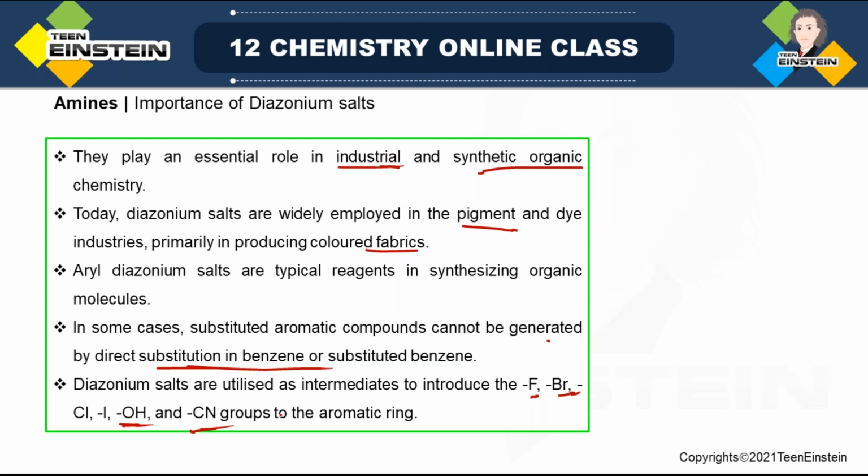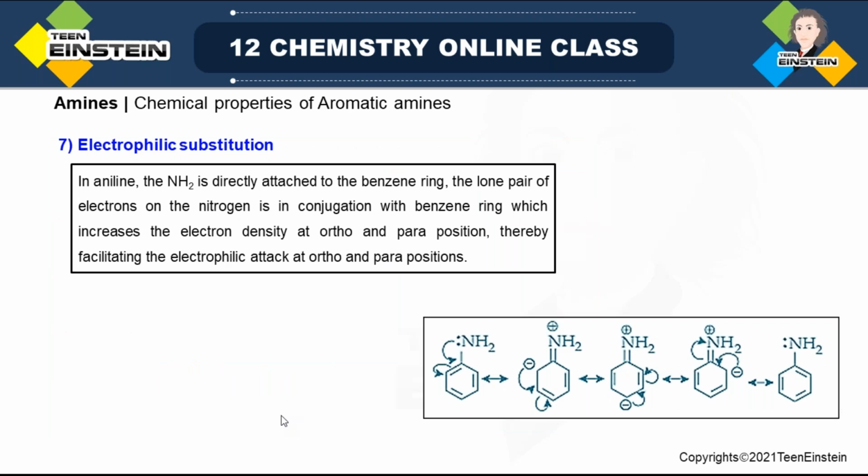Now reaction number 7 for aromatic amine is electrophilic substitution. Here, for aniline itself, let me first show you this resonance. In aniline, this type of resonance is possible, which we have already seen. When NH2 is directly present, its lone pair availability is low, which is basically the reason basicity is very low.